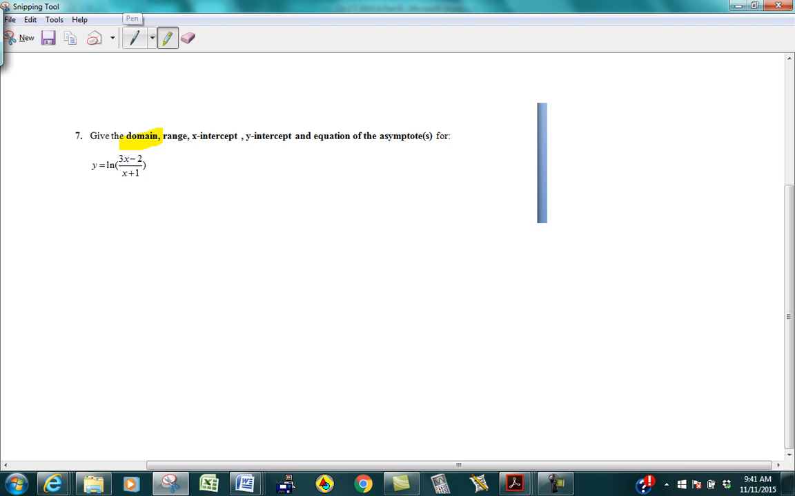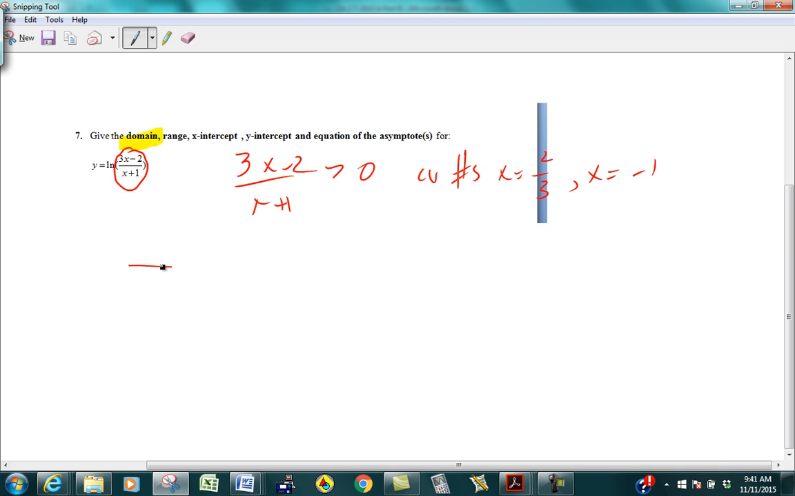Well, for log, ln, or whatever, you know that the domain has to be such that this is greater than 0: 3x minus 2 over x plus 1 is greater than 0. How many times have you seen problems like this where you've got a rational inequality and you do the number line stuff? You find the critical numbers. Critical numbers are the zeros of the top, so x equals 2/3, and the zeros of the bottom, x equals minus 1. And then you go do your number line business.